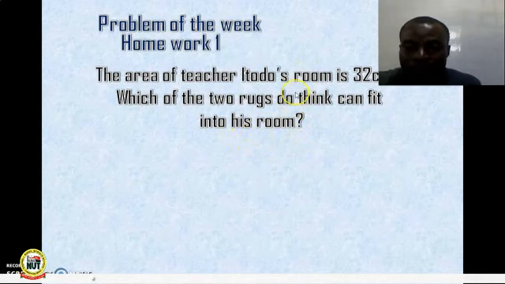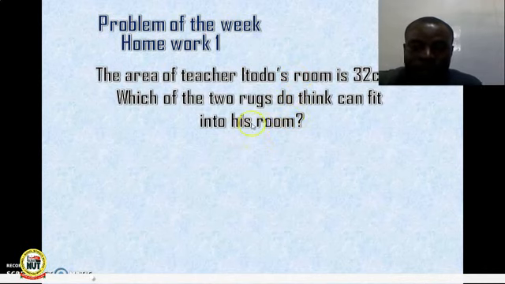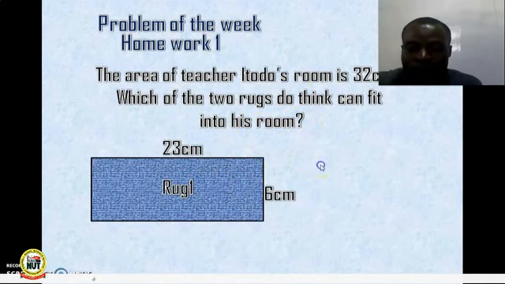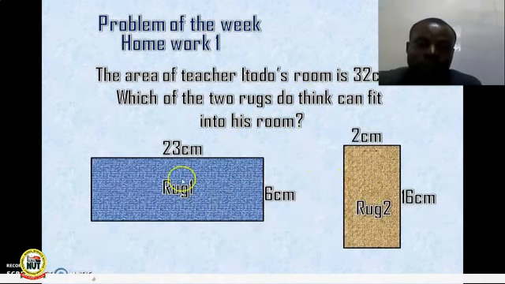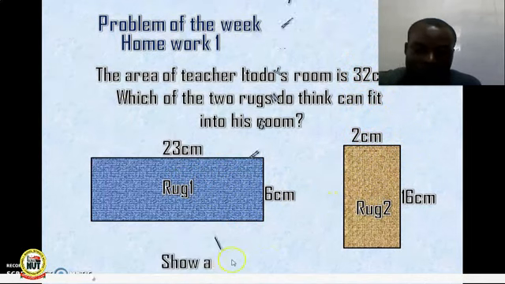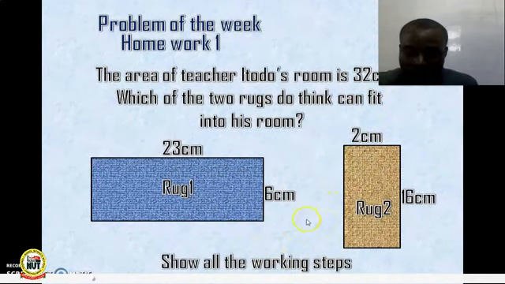Sorry, there is omission of you here, so you're supposed to put you. So when you are copying, make sure you put you. Which of the 2 rugs do you think can fit into his room? So these are the 2 rugs. This is the first one, and this is the second one. So what you are going to do is to find the area of this rug, find the area of this rug. The one that is the same with this 32 is the one that will fit the room. And that is why I say show all the working steps.